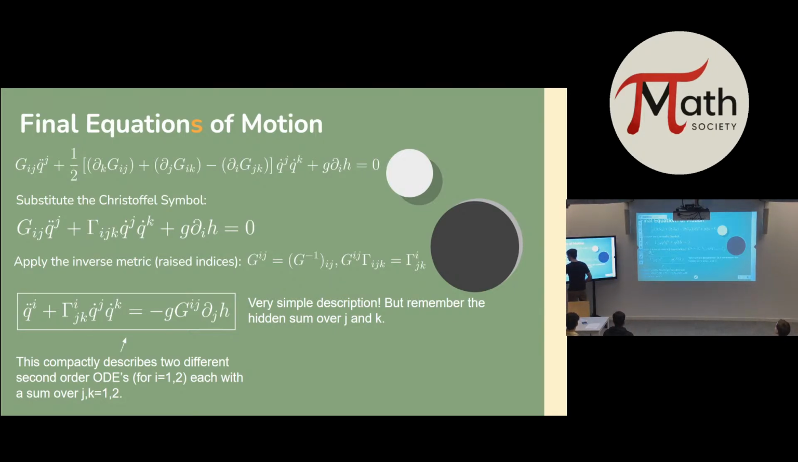q-double-dot i equals negative Gamma i j k q-dot j q-dot k, plus a second term involving g. Okay, so now I have the acceleration, and all forces on my object are equal to this guy and this guy. So there's really only two contributions to the acceleration. We can try to think about what these might be. The Christoffel symbol we know is related to the curvature of our surface and the velocity. This term has some velocities in it and the curvature.